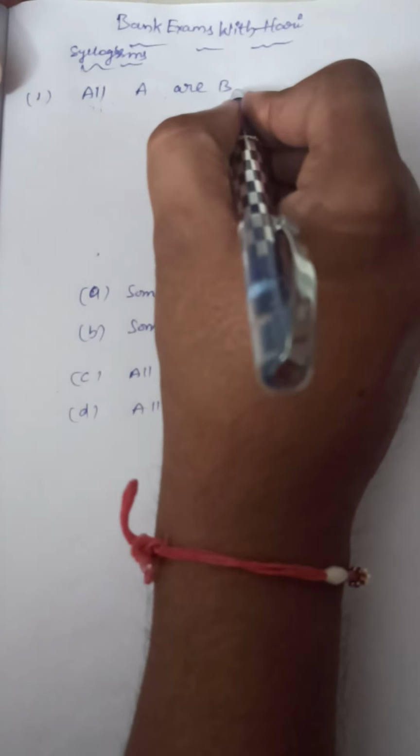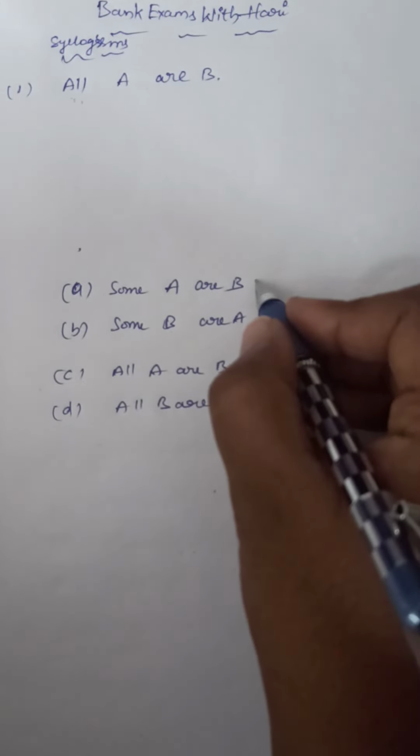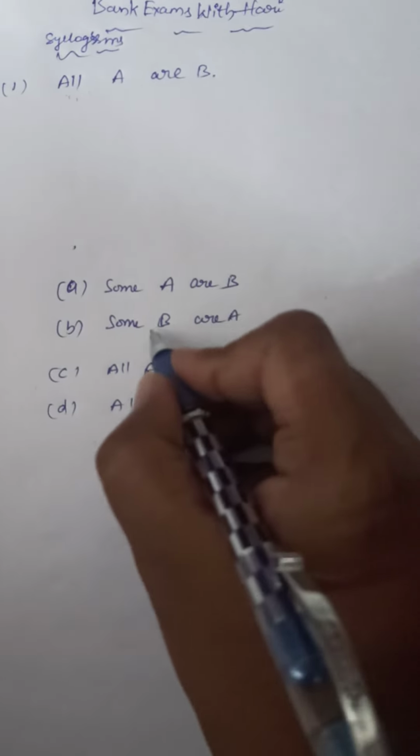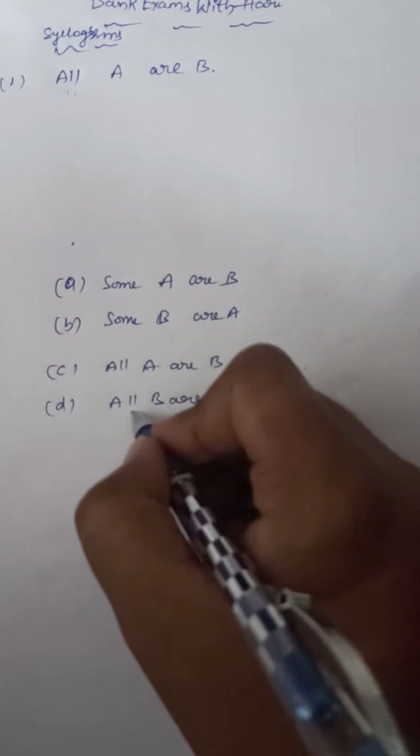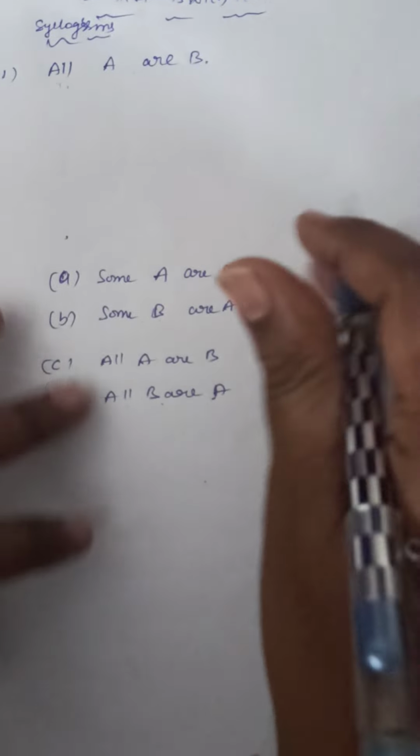For example, let's see a statement: all A are B. This is the statement they gave, and these are some conclusions: some A are B, some B are A, all A are B, all B are A. So we have to find which one is true and which one is false.